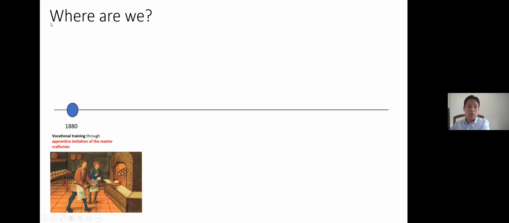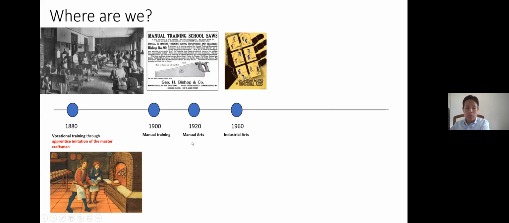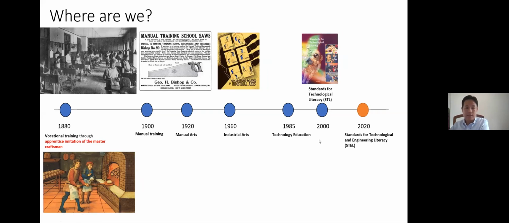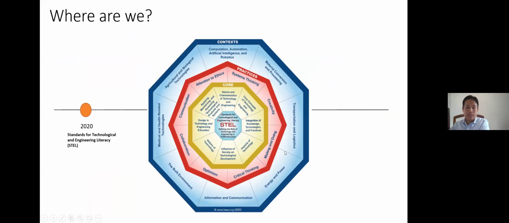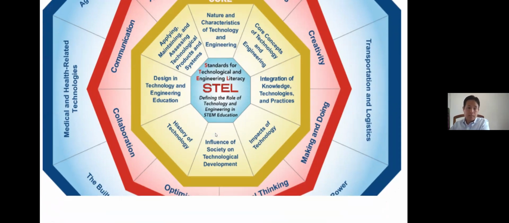But I want to talk a little bit about where we are. Our program, technology education, started in 1800 as vocational education, and we moved to manual training, manual arts, and right now we are technology education. And this year, ITEA will release a new standard, which is technological and engineering literacy. This standard will come out this summer. They defined the role of engineering and technology in STEM.